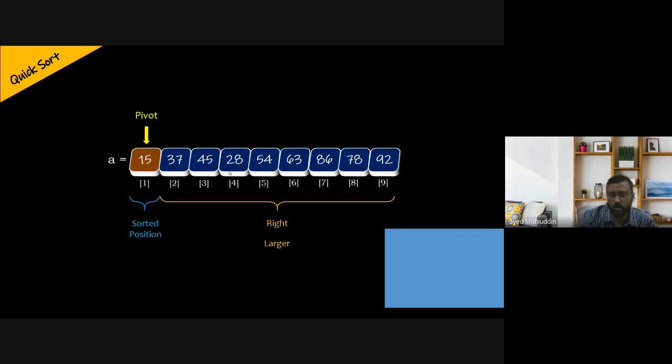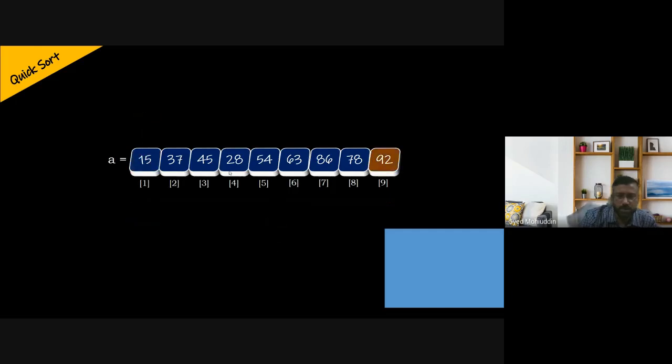Smallest element, and all the elements towards its right are larger. And then there is no element towards its left. So that means it should be the first element. And when it is the first element, obviously it is the minimum element, and it will be in sorted position. The same is the case with the largest element.